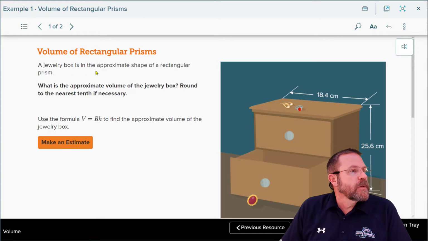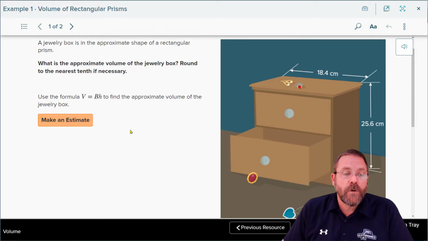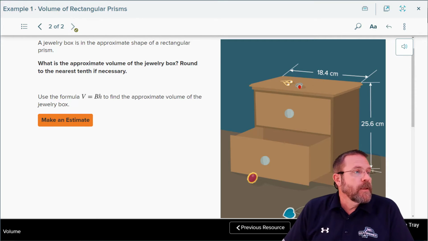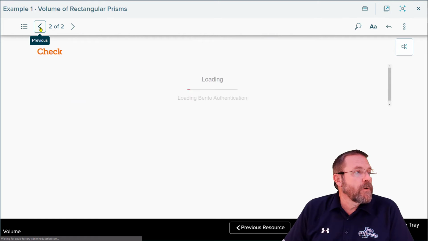The jewelry box is the approximate shape of a rectangular prism. Now, it looks funky because they have the drawer out, but it's still just a rectangular prism. What is the approximate volume of the jewelry box, round to the nearest tenth if necessary? And we're going to be using that same formula that we've talked about here. Volume is equal to base area times height to solve it. So the first thing we're going to need to do is find out what the shape of the base is, and then we're going to need to find the area of that base. It's otherwise known as the base area.